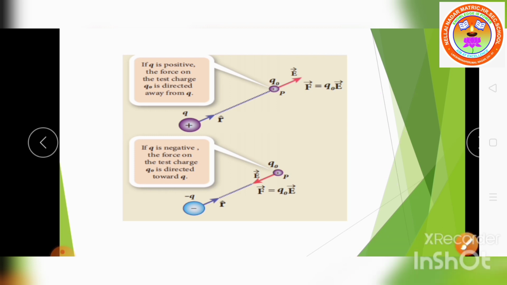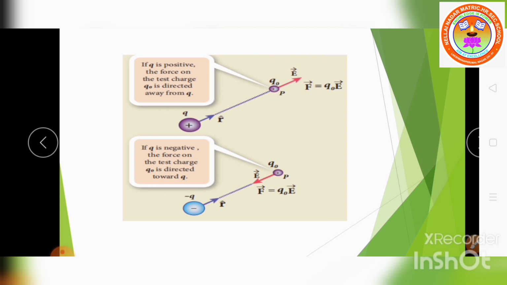If the electric field at the point P, I am going to consider one test charge Q0. Then the force experienced by the test charge Q0 at the point P is F vector is equal to Q0 into E vector. Here, if the charge Q is positive, the force on the test charge Q0 is directed away from the charge. Okay, understand?